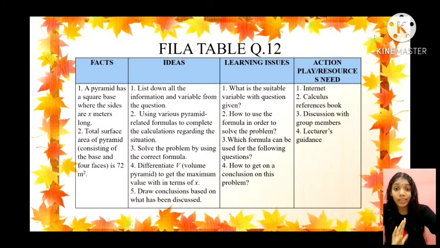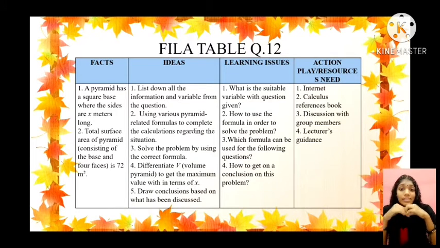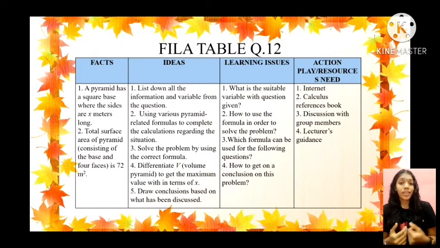So there's a total of 5 ideas that we have generated to solve this question. The first one is to list down all the information and variables from the question. The second idea is using different pyramid related formulas to complete the calculation regarding the situation. The third idea is, after trying out a lot of different formulas, use the correct formula to solve the problem. The fourth idea is to differentiate V, which is the volume of the pyramid, to get the maximum value in terms of x. The fifth idea is to draw a conclusion based on what has been discussed within the group.